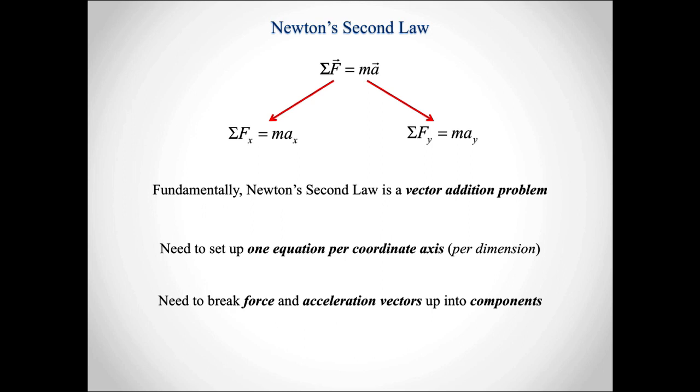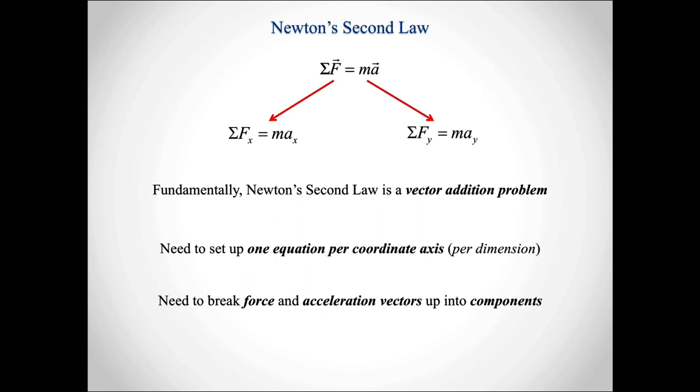So again, if all your forces are aligned horizontally, then maybe you just set up a single equation and label it x. If all your forces are aligned vertically, then again, you just need a single equation and maybe you label it y. If, on the other hand, you've got things that act both horizontally and vertically, we're going to need to break those up into their horizontal and vertical components and set up 2 component equations.